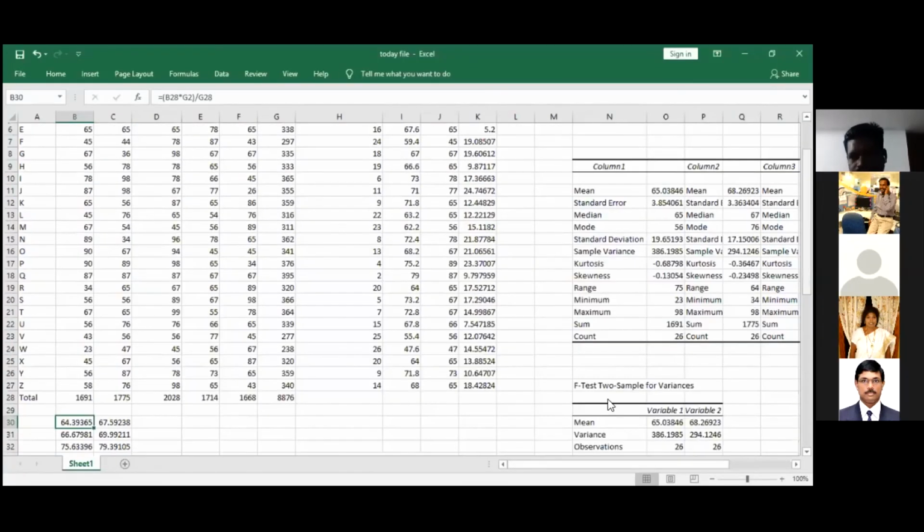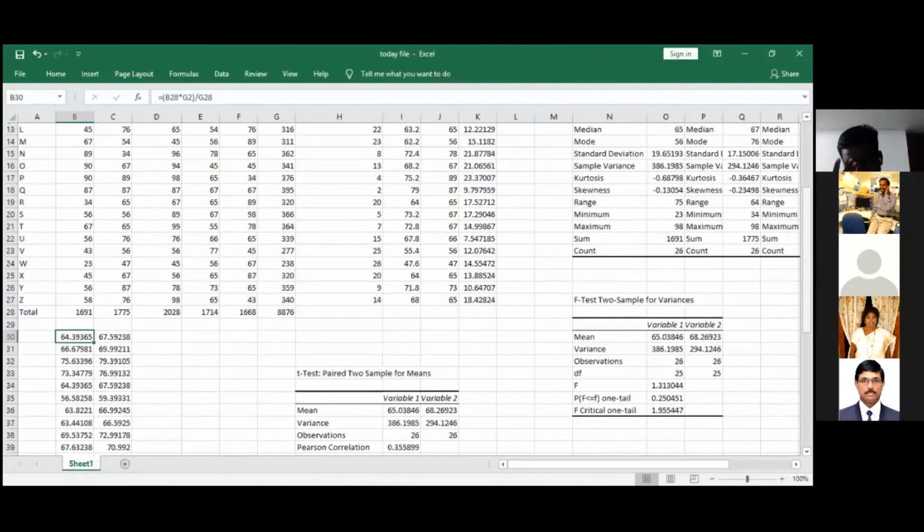F test: the mean, variance, observations, degrees of freedom, and F value. Then again, the p value is always compared with the table values. So if the p value is less, you decide between the null hypothesis and the alternative hypothesis.